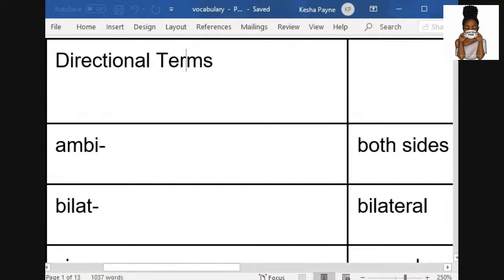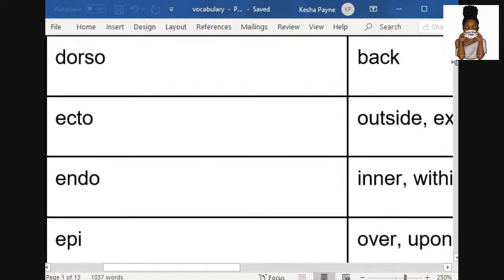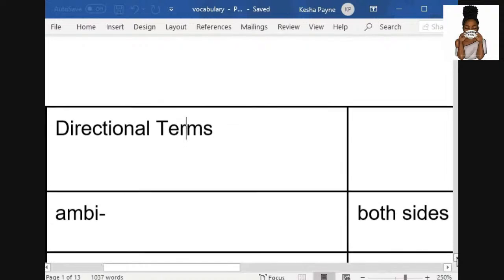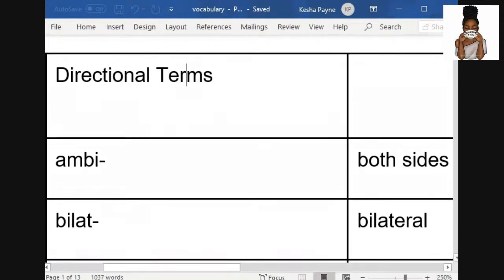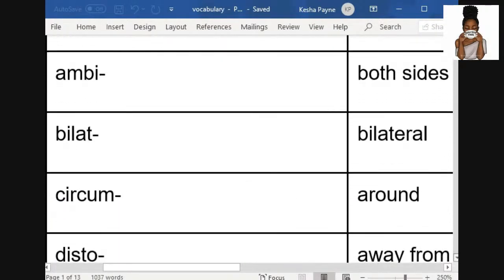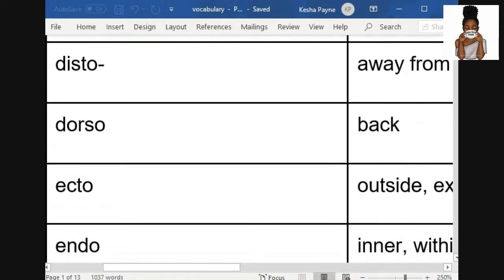Ambi is both sides. And so I'm grateful that we just have to write it out in English. The instructor is going to give us the medical term, and then we have to write out the directional terms. So bilat is bilateral. Circum is around. Disto is away from the point of origin.